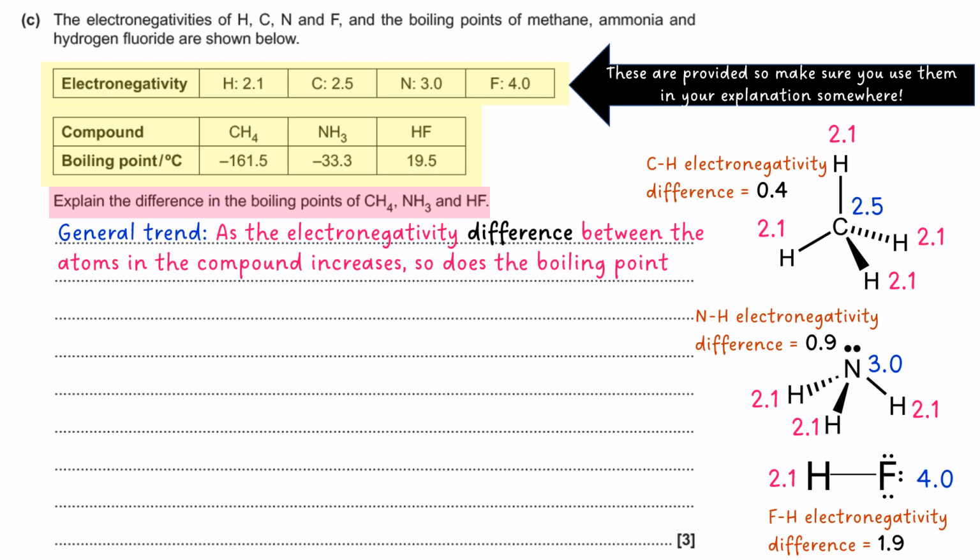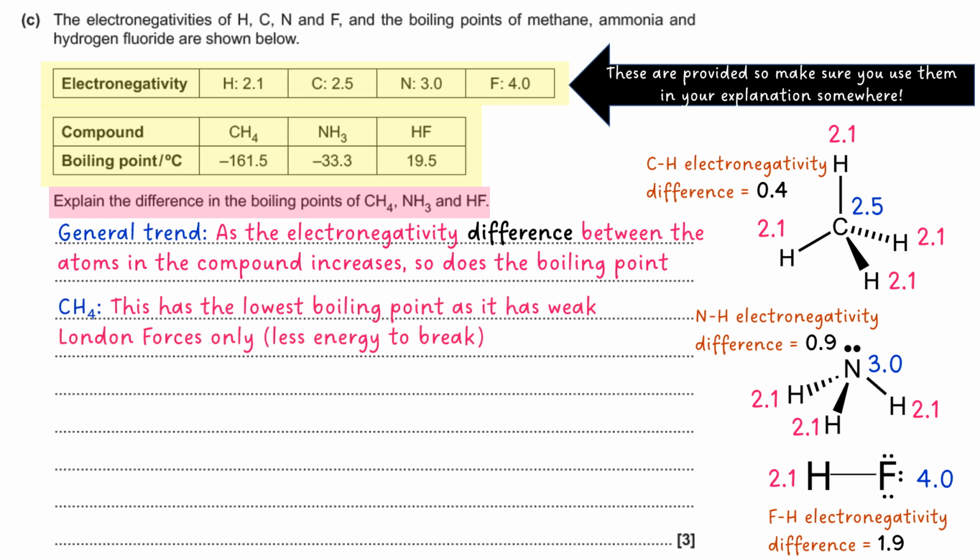So for example, with methane, it's minus 161.5 as the boiling point, and the electronegativity difference between the carbons and the hydrogens is 0.4. With ammonia at minus 33.3, the electronegativity difference is a bit bigger at 0.9. And what's happening is the boiling point is increasing alongside that. If you look at hydrogen fluoride, the electronegativity difference is a massive 1.9, and therefore the boiling point of hydrogen fluoride is also much higher.